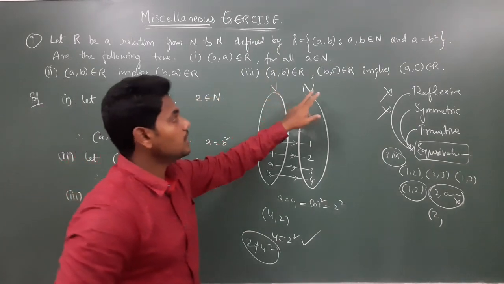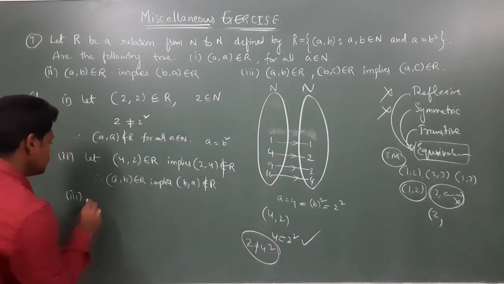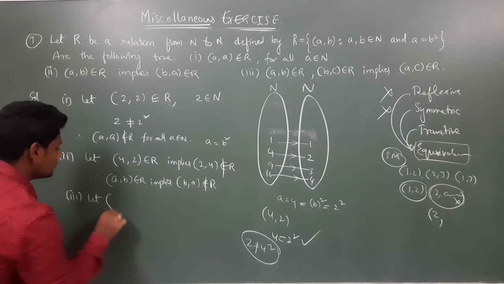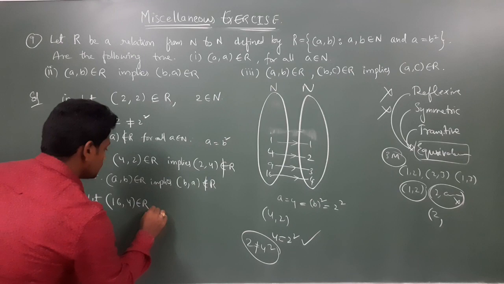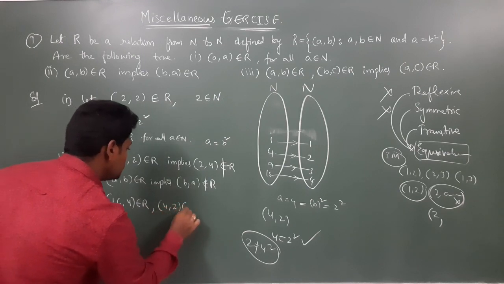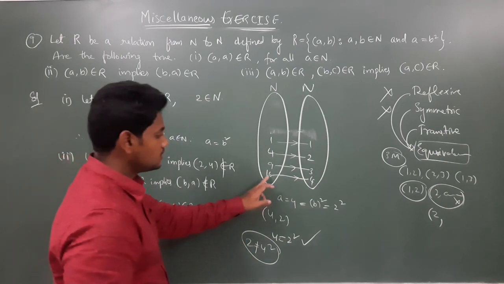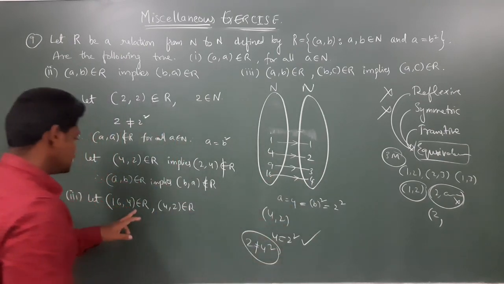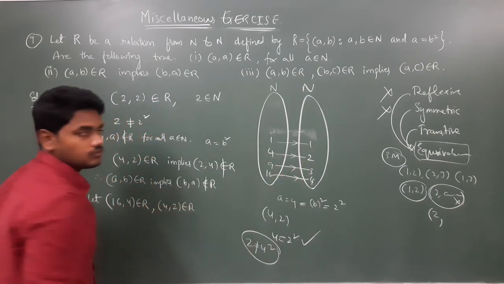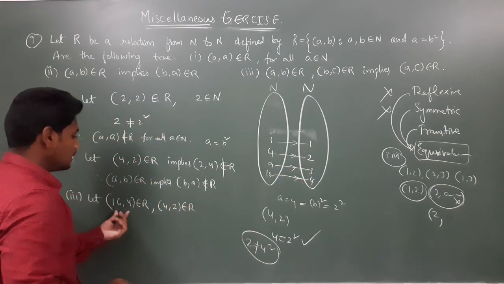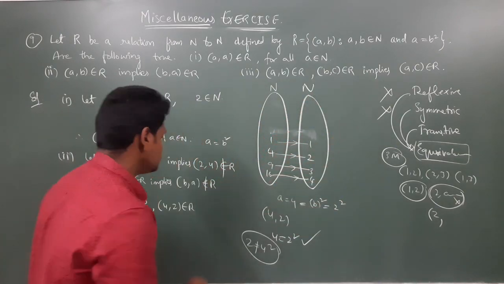If (A, B) belongs to R and (B, C) belongs to R, does it imply (A, C) belongs to R or not? We need to prove it. Let me consider (16, 4) belongs to R and (4, 2) belongs to R. Is (16, 4) in R? Yes, 16 equals 4 squared. Next, (4, 2): 4 equals 2 squared. So if (A, B) and (B, C) belong to R, then it should imply (A, C).